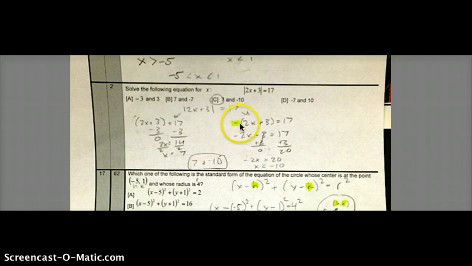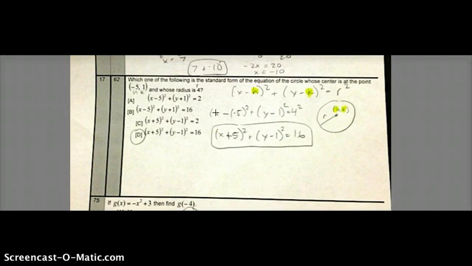If you add a negative in front of the equation here, only on this side, then you distribute the negative. So you have negative 2x minus 3 equals 17. And then from there you can add 3 to both sides. And then you get 0 on this side and then 20. So now you have negative 2x equals 20 and x equals negative 10. So we choose the answer with both 7 and negative 10.